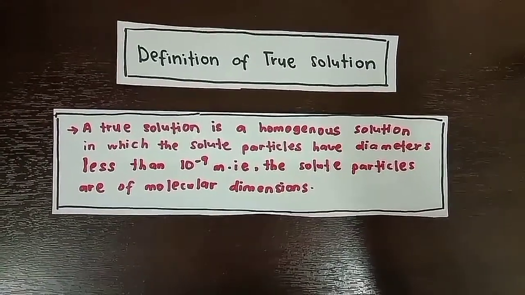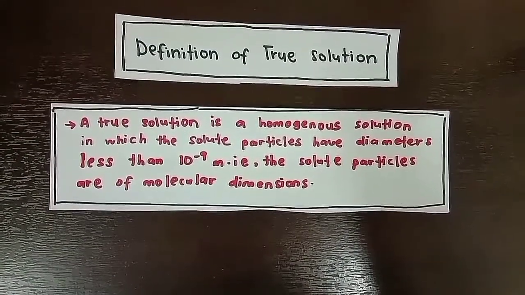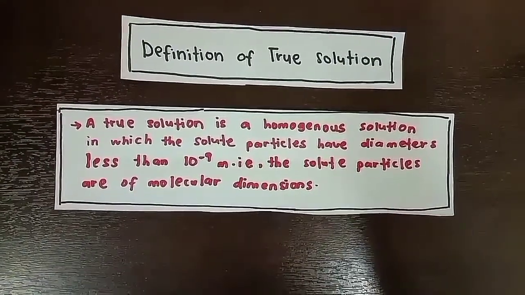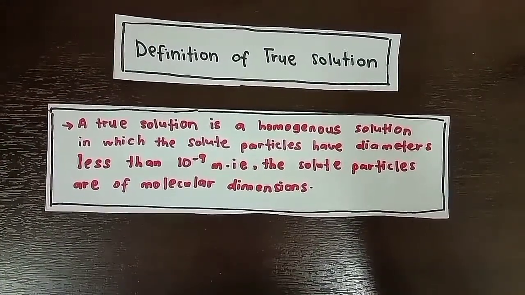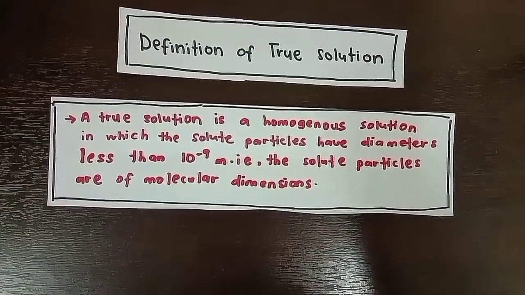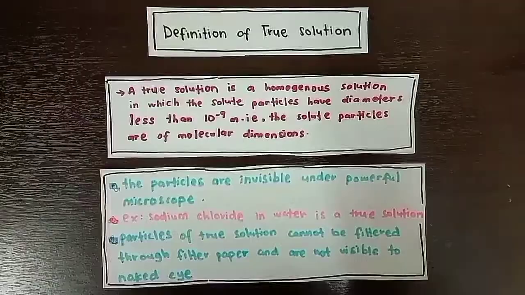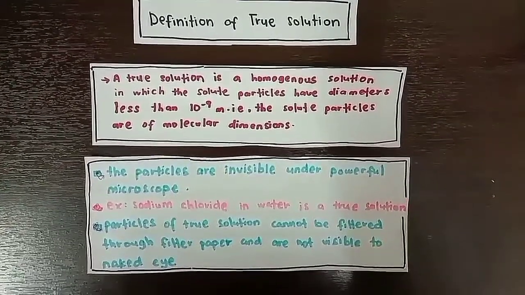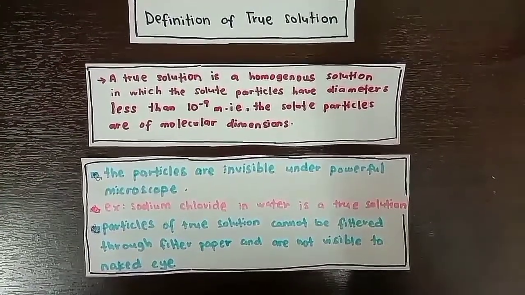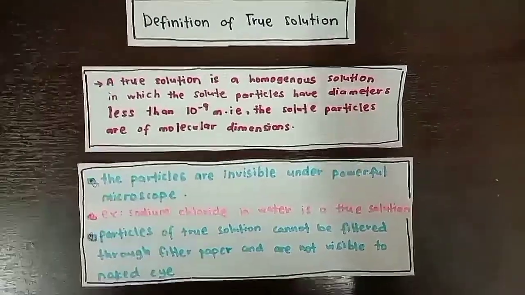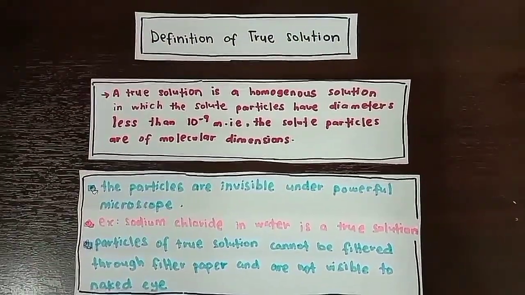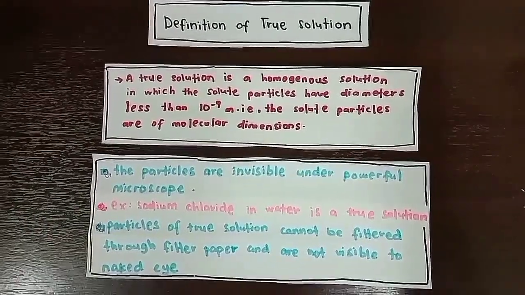Definition of true solution. A true solution is a homogeneous solution in which the solid particles have diameters less than 10 to the power of negative 9. The solid particles are of molecular dimension. The particles are invisible under a powerful microscope, such as sodium chloride in water. Particles of a true solution cannot be filtered through filter paper and are not visible to the naked eye.